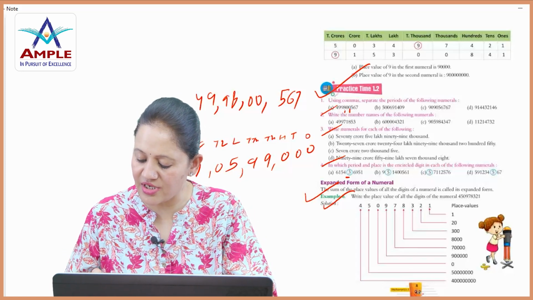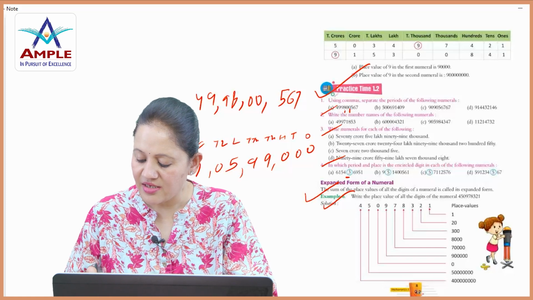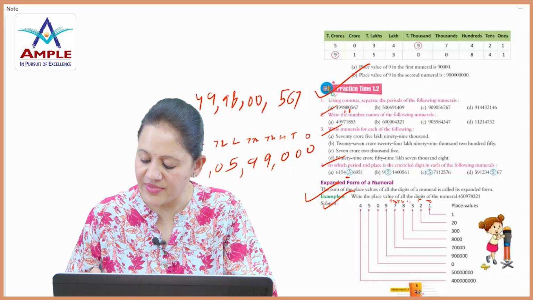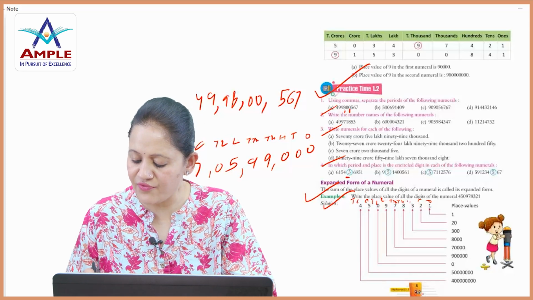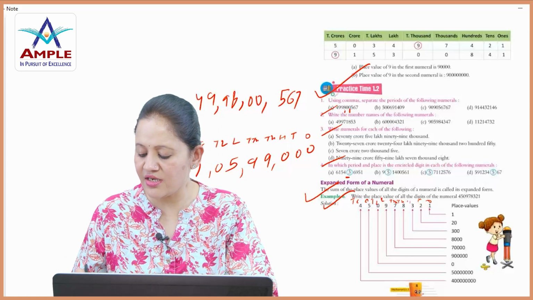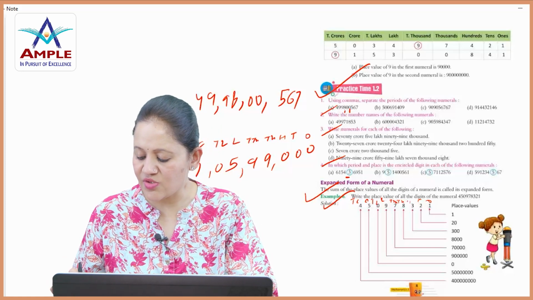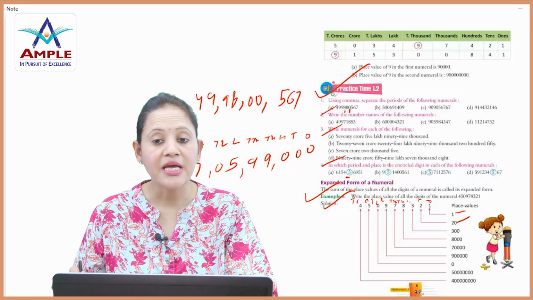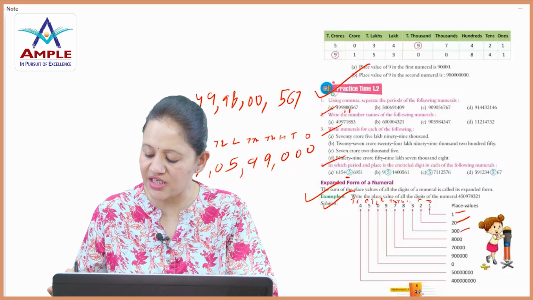So, first we will write the number like this: ones, tens, 100, 1000, 10,000, then lakh, 10 lakh, crore and 10 crore. So, our number is 45 crore 9 lakh 78,321. Now, we will write its place value. 1 is at 1's place, so place value will be 1. 2 at 10's place, so place value will be 20. 3 at 100 place, so place value will be 300.